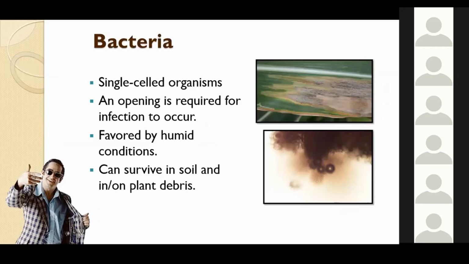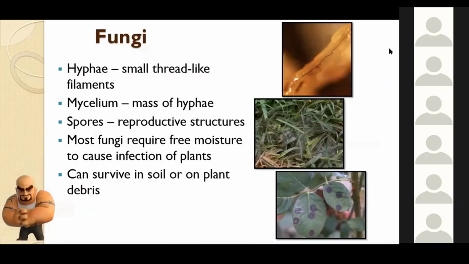Bacteria tend to be favored by warm and humid conditions, and they can survive in soil and also in the plant debris as well. And as we get a little bit larger, we're done talking about the cons, and now we'll discuss a few of the thug pathogens.